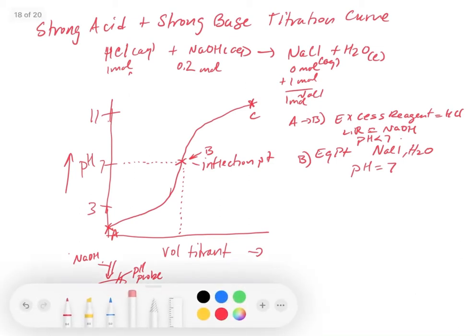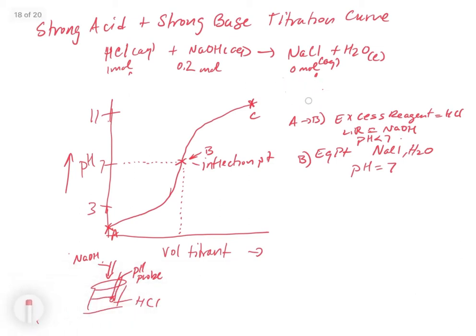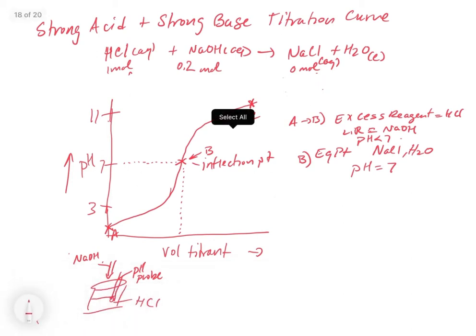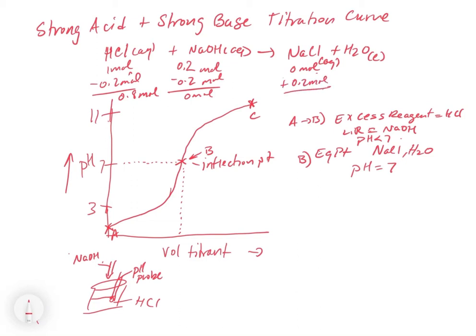And you can see that mathematically here. So if we do this one out, in this case where we're in the region of A to B, all of our NaOH is going to go away. That's going to give us 0 moles. We're going to subtract 0.2 moles from our HCl, which is going to give us 0.8 moles. So we have HCl hanging around, and we're going to have 0.2 moles of NaCl. And because that's neutral, that's not going to affect the pH of the solution.